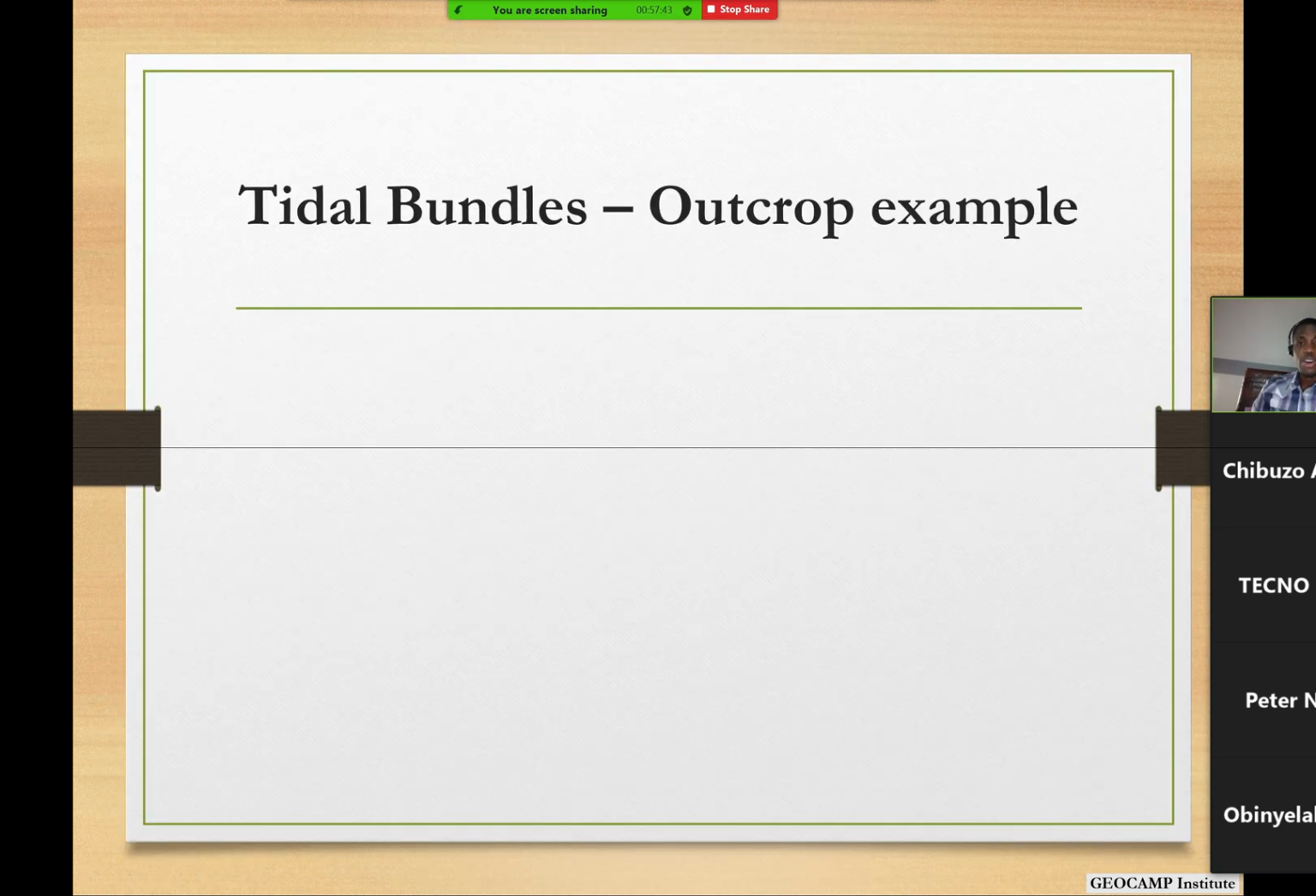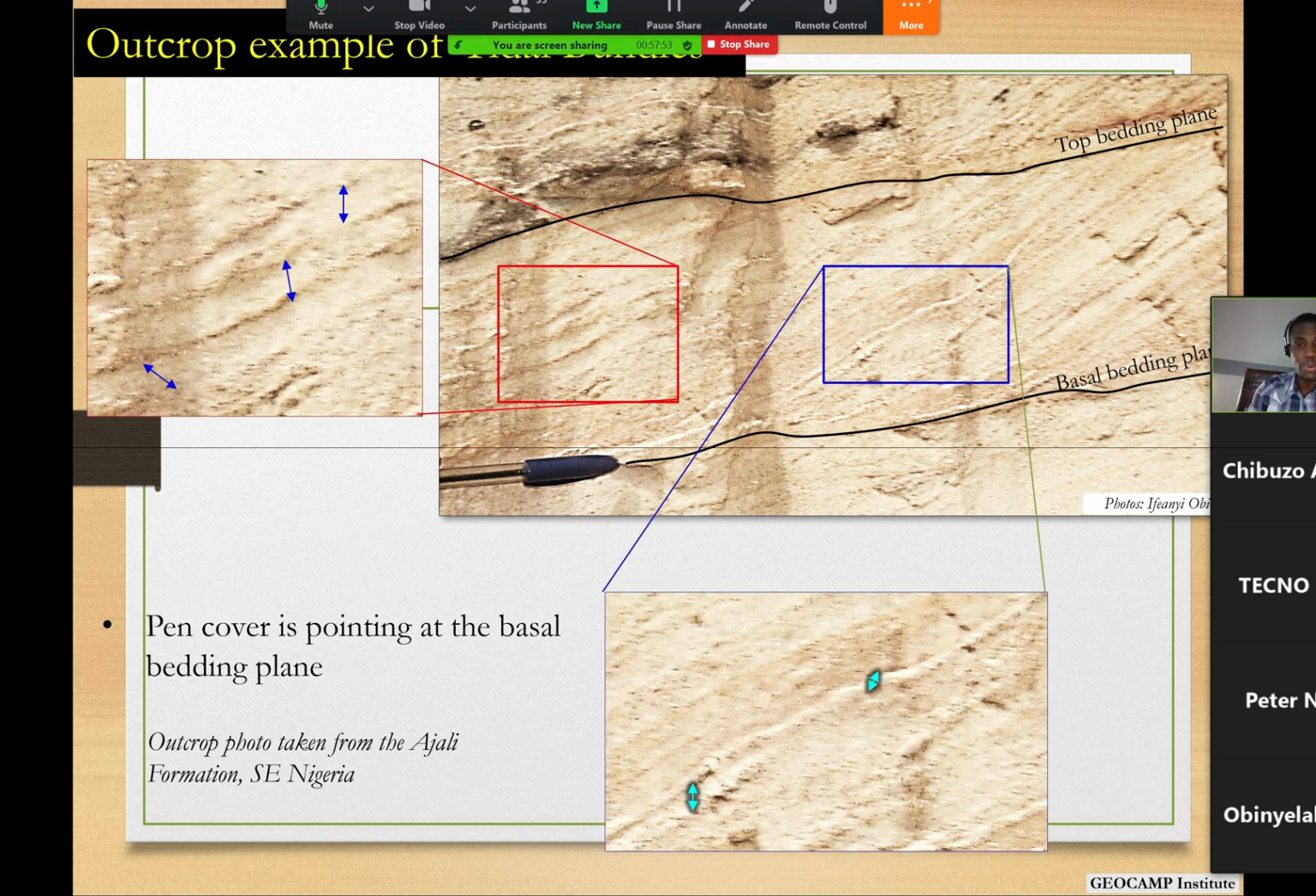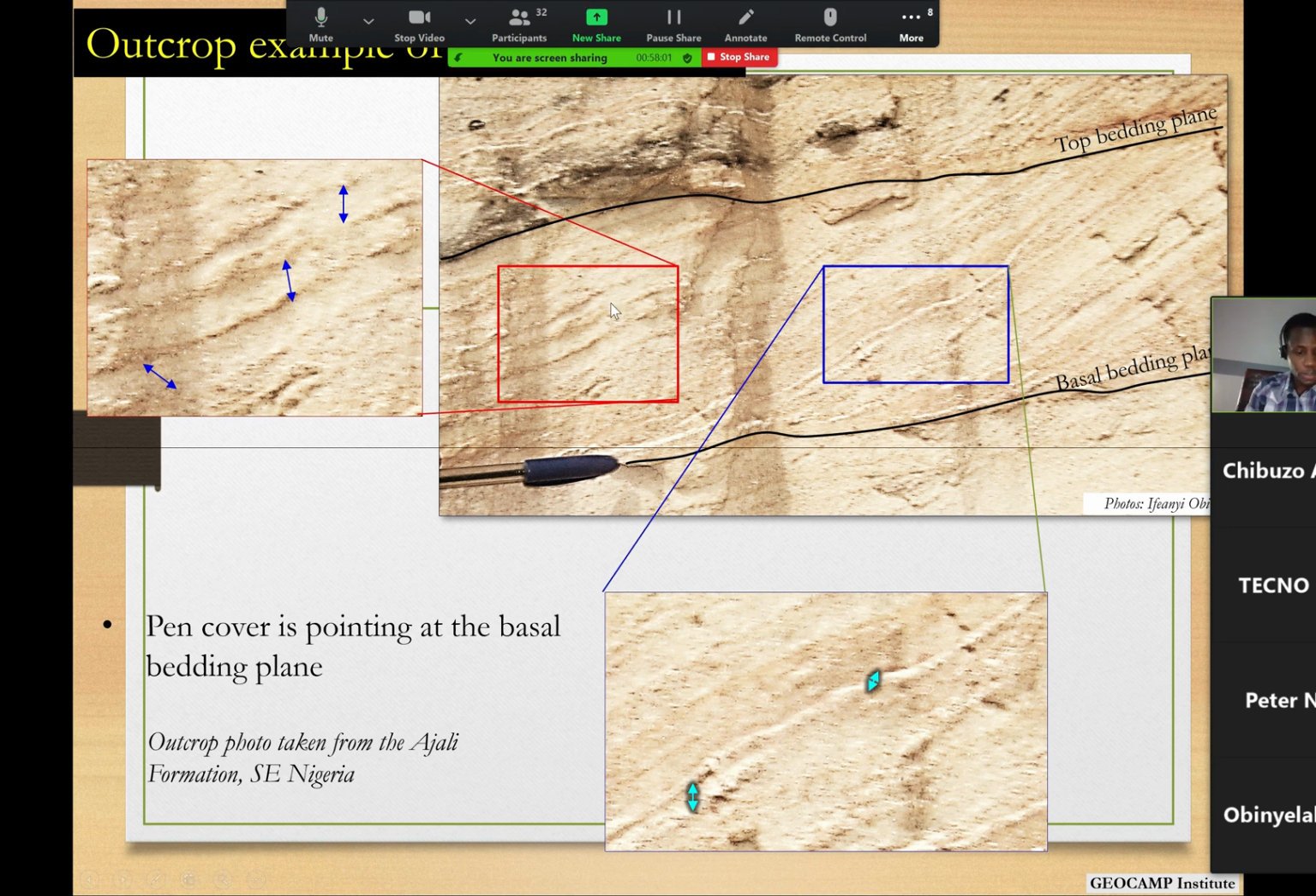All right, so let's just take a look at some outcrops. Show some examples of these sketches on outcrops. All right, so this is an example showing what I called earlier the Neap and the spring cycles on the same outcrop. This is a very cool example.